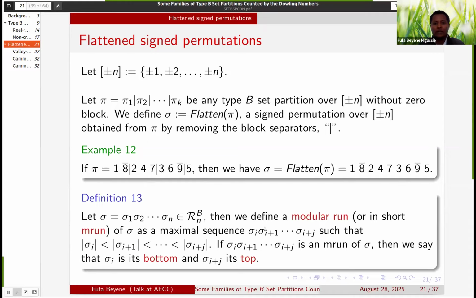For type B permutations, we define a modular run, which for ordinary or type A permutations would be just a run, but here we consider modular runs. In short, we have M-run here. It is a maximal sequence, sigma_i up to sigma_{i+j}, with this condition: in absolute value, an increasing maximal sequence is defined to be a modular run. We have the bottom as its starting point, and its terminal point is said to be the top.